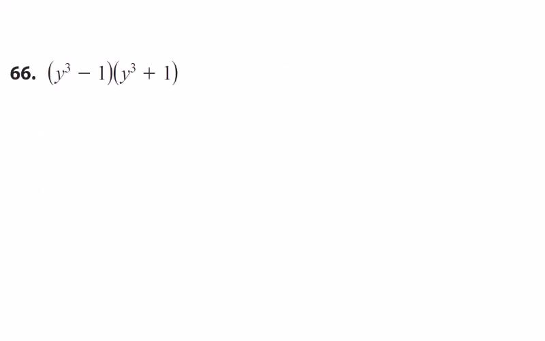So here we have two binomials, and they're exactly the same except for the sign in between, right? So I'm going to use the shortcut that we have. So I'm going to square the first term. So if I square y cubed, I get y to the 6th, right? Then we're going to put a minus, and then we're going to square the 1. If I square 1, I get 1. So that's it. y to the 6 minus 1 is our final answer.